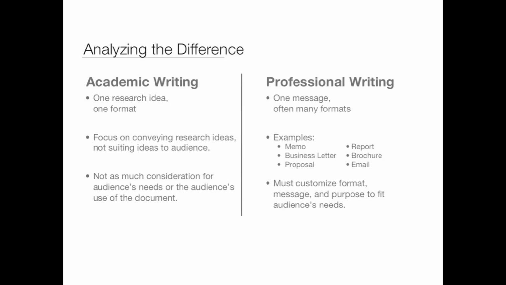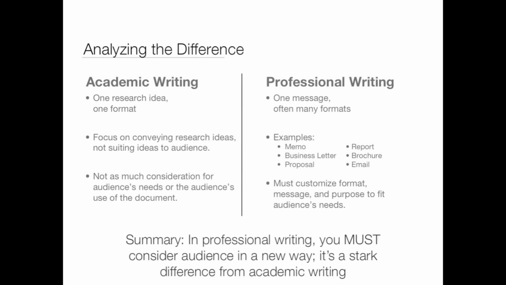In professional writing, you might have one message, but it's often in many formats. For example, you might have a memo, business letter, proposal, report, brochure, and email, all with the same message. However, you must customize the format and the purpose to fit the audience's needs. So you might use a memo to quickly communicate that message within the office, but that same message might be within a brochure when you're communicating it to your clients. So in summary, professional writing requires you to consider your audience in different ways, and that's a stark difference from the kinds of academic writing we've done before.